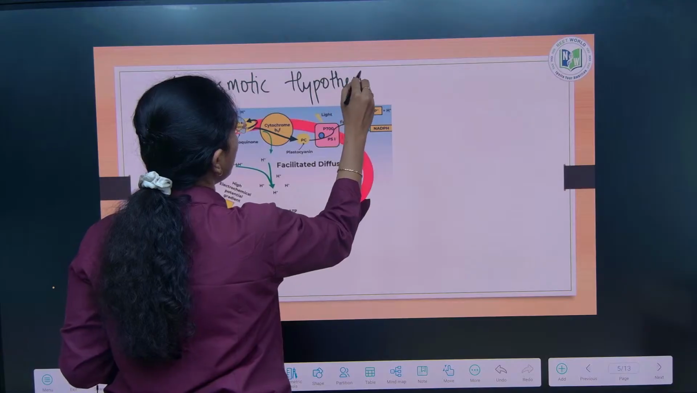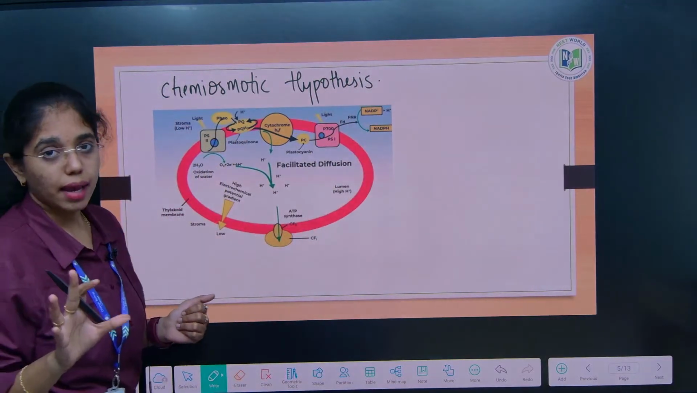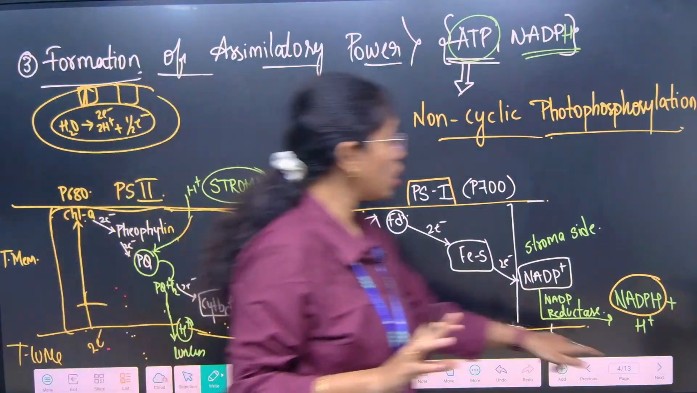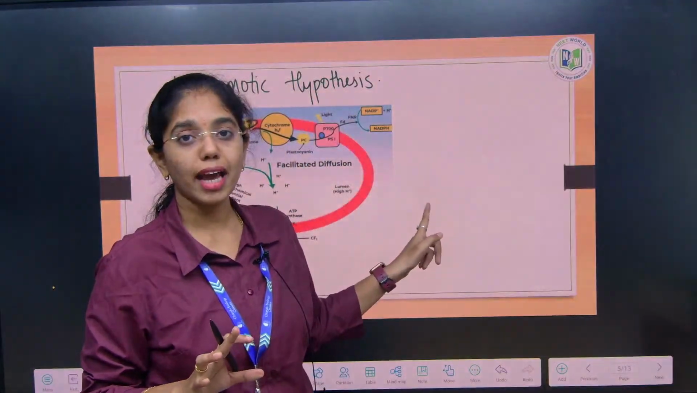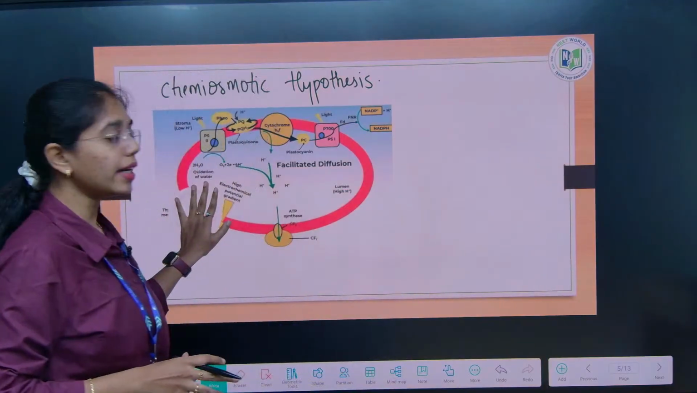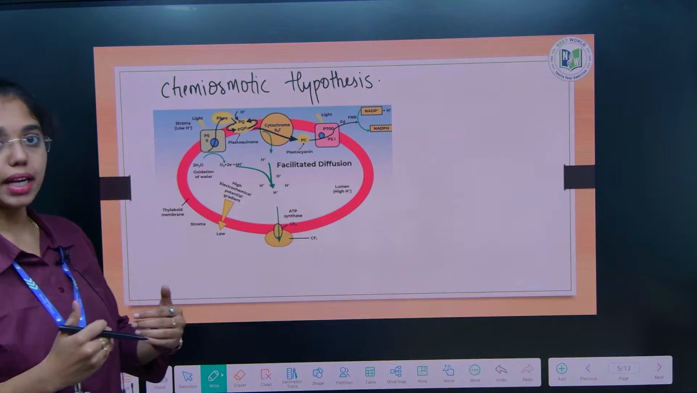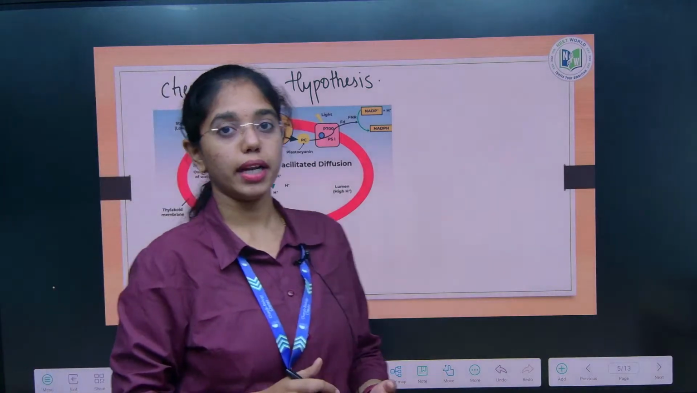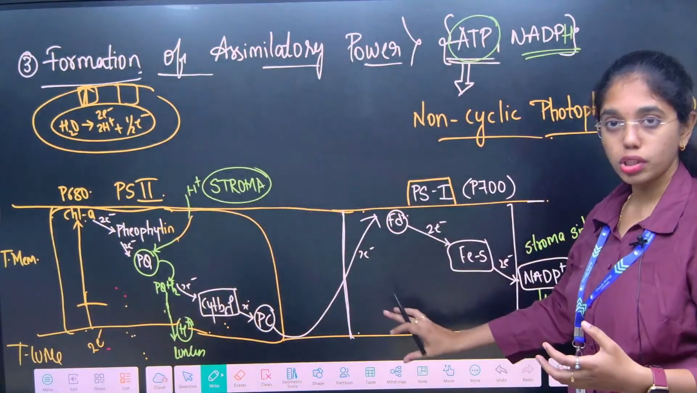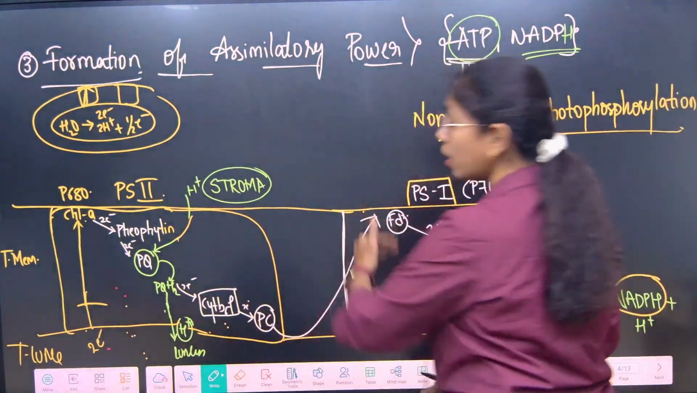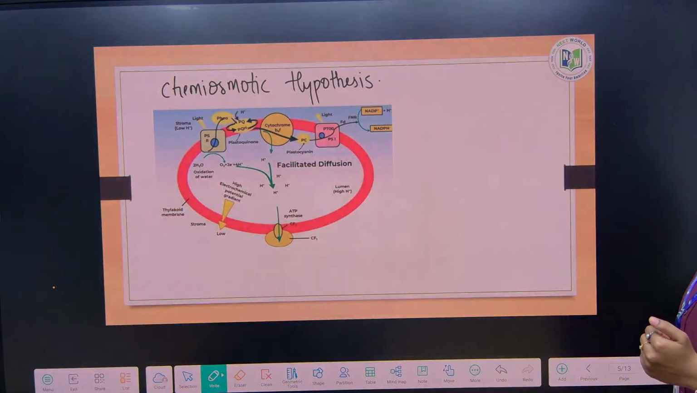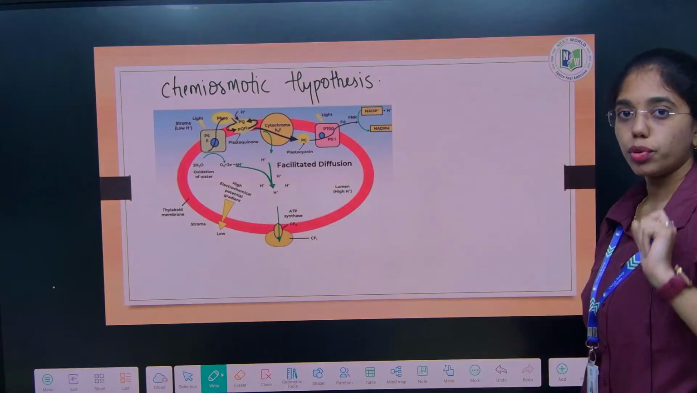Remember children, in every year's NEET examination, either from non-cyclic photophosphorylation or from the chemiosmotic hypothesis, there will definitely be one question. So listen carefully and try to assimilate. Memorizing part we will do later. Try to assimilate with the terms, with the proton channels, with the flow of the electrons. Here in the chemiosmotic hypothesis, 3 points you have to remember.